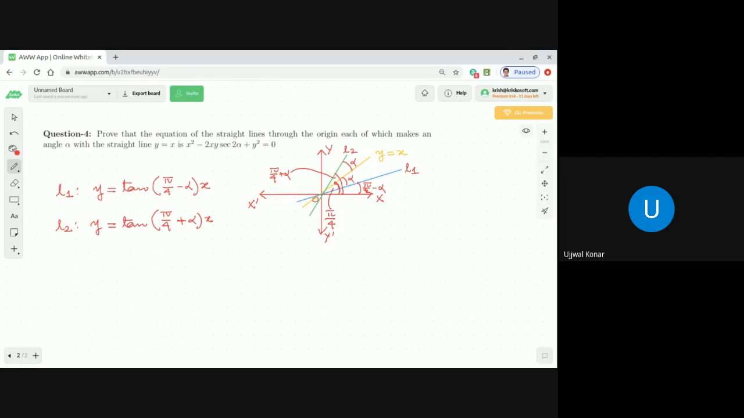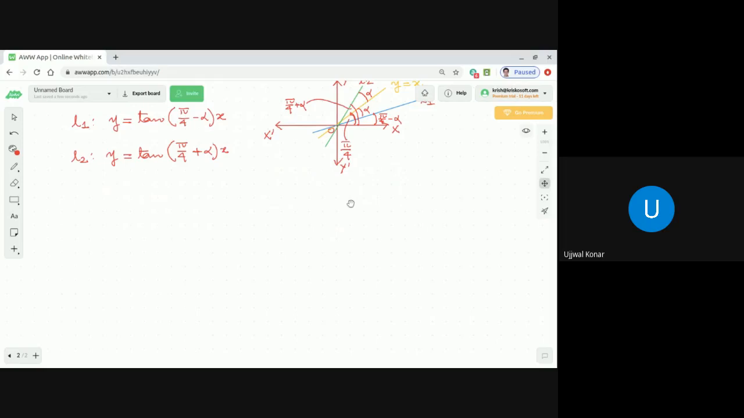Correct now? So now let's look into L1, that is y equal to tan of pi by 4 minus alpha into x. Here you need to apply the concept of trigonometric functions, dear students, and we will achieve our result. So let me use a different color. The L1 was represented by the blue color, so let me derive this in blue.